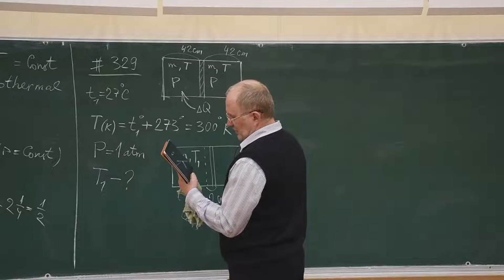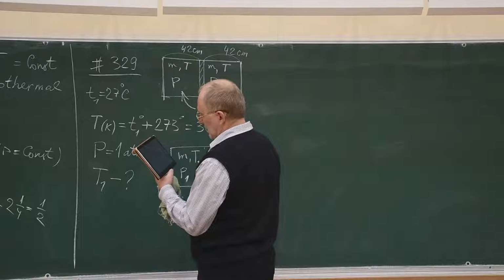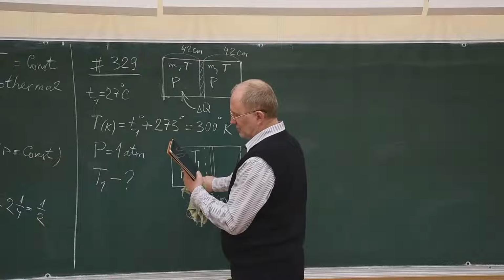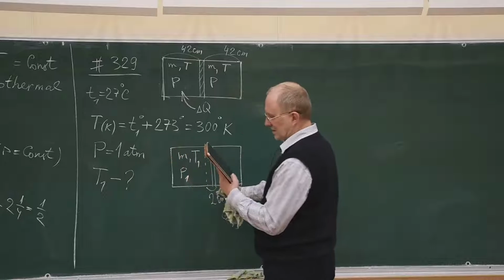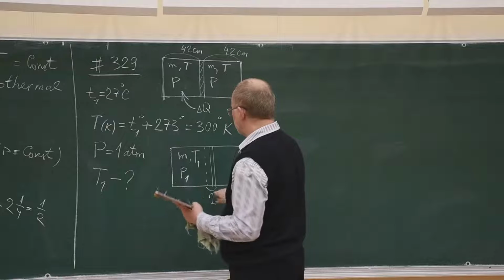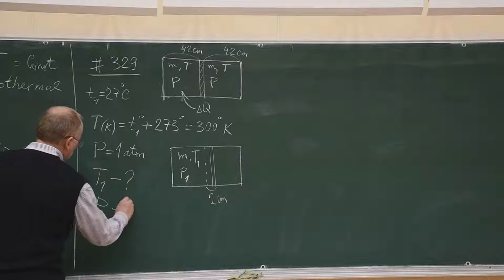How much should the gas be heated? We have to find the final temperature in this left part of the cylinder to shift the piston by 2 centimeters. Find the pressure P1 of the gas after shifting of the piston. So we have to find P1 also.